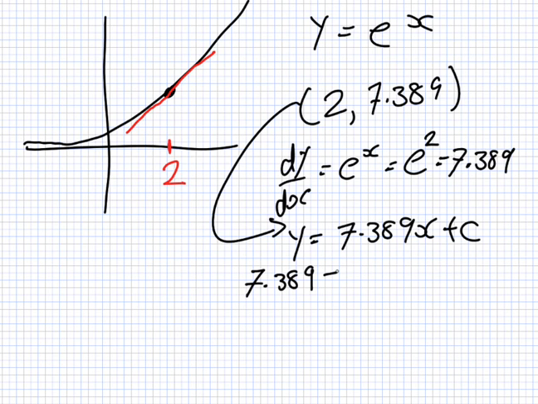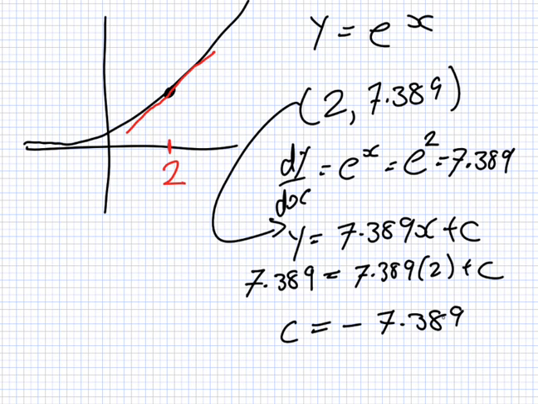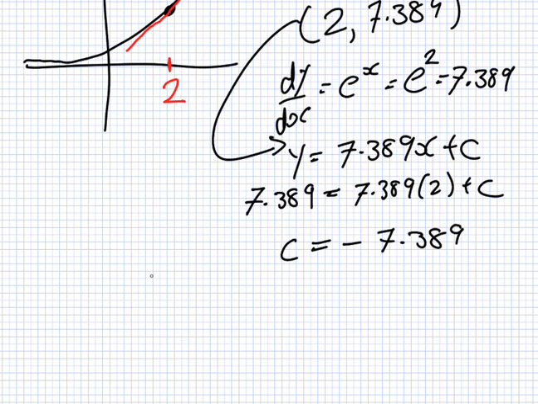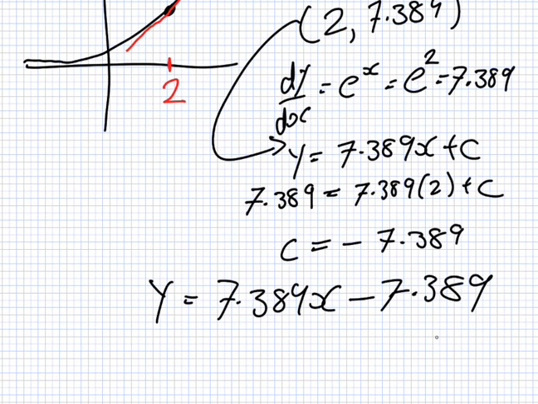7.389 equals 7.389 times 2 plus c. So c equals minus 7.389. No, don't need a calculator. It's okay, thank you. So y equals mx plus c. So this is the answer. You got that? Okay, so let's do an example with a normal now.